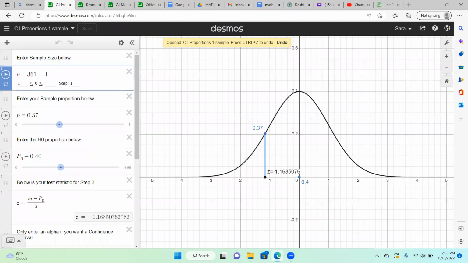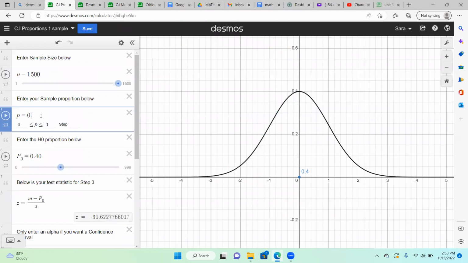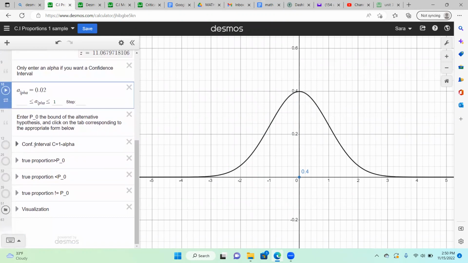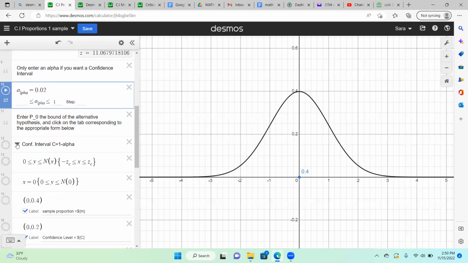So we're going to put in our sample size, which was just 1,500, and then our p hat is 0.54. And then for the confidence interval, the only other thing we need to do is go in and put our alpha. Now remember, alpha is 0.02. Desmos will take care of dividing by 2 for the confidence interval. So then all we have to do is go down, and we're going to open the tab right here. This is confidence interval for C equals 1 minus alpha.